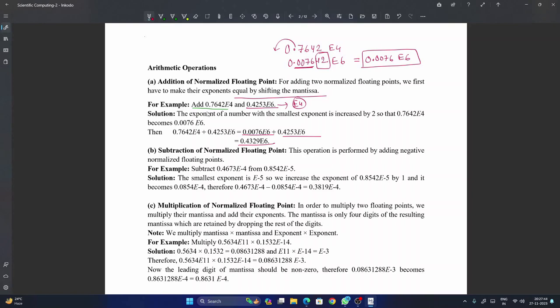Here, if possible, make it with the same exponents. That means here, suppose E minus 5 is there and minus 4 is there, so what is bigger? This minus 4 is bigger. So first make every exponent in the form of minus 4. After that make the subtractions. So always make the bigger exponent first and then take the subtractions or additions or anything else.